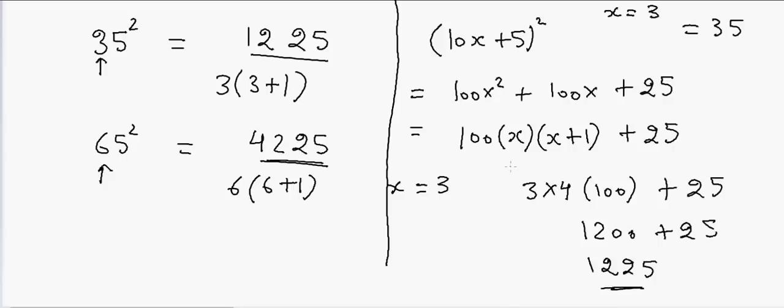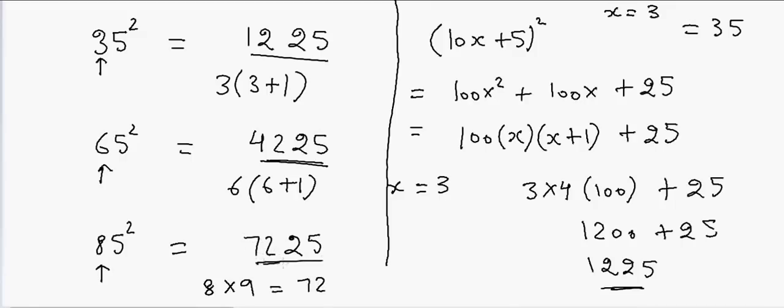So basically we are adding 1 to the first digit, multiplying it with the first digit, multiplying by 100 and then adding 25 at the end. Another example, if I have 85 squared, that will be equal to 25 at the end, and we'll do 8 times 9, which is equal to 72. So the answer is 7225. This is how this trick works.